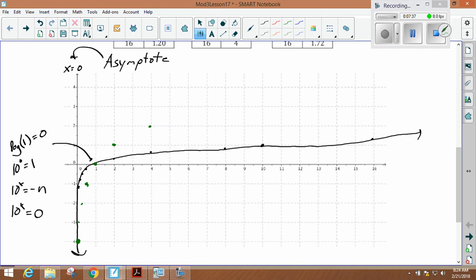And then at 8, we're at 3. And all the way out here at 16, we're at 4. Let's graph it. And draw the graph, I should say. Plot the points. Alright, there we go.